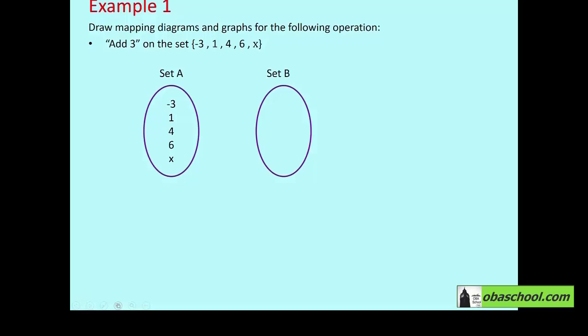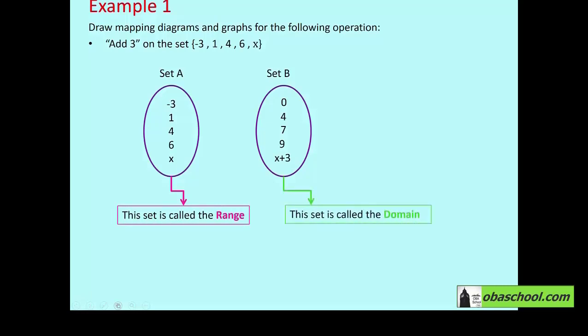Now, when I add 3 to each number, we will have -3 plus 3 equals 0, 1 plus 3 equals 4, 4 plus 3 equals 7, 6 plus 3 equals 9, and the expression x plus 3. The basic set, set A, is called the domain, and the new set that we form, which is set B, we call the range.